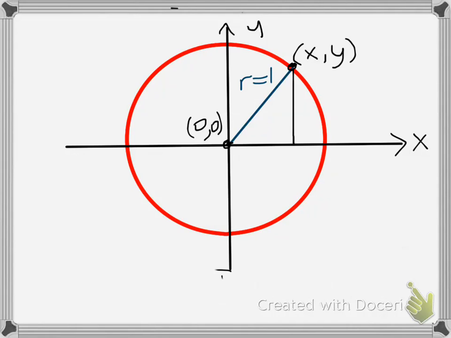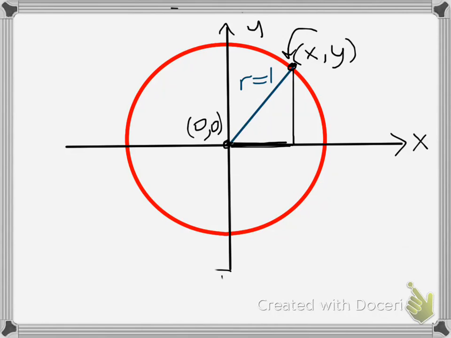The interesting thing happens when we take a point on this unit circle. The equation of the unit circle is x squared. I'm going to talk about this first. So let's say we have a point on the unit circle with radius 1 called x comma y.